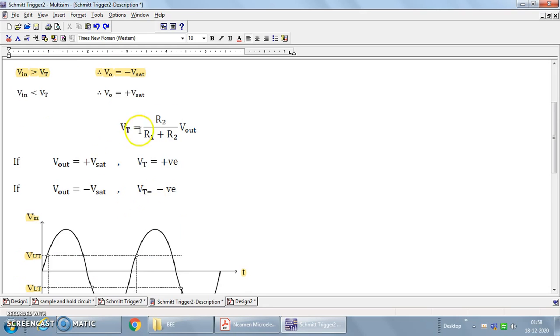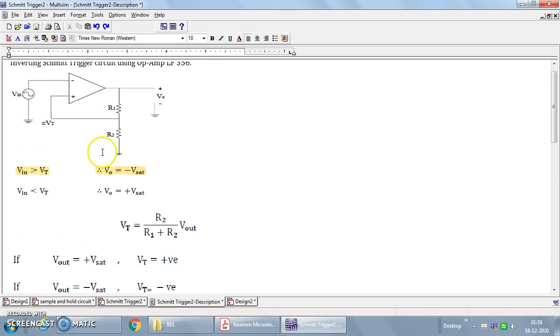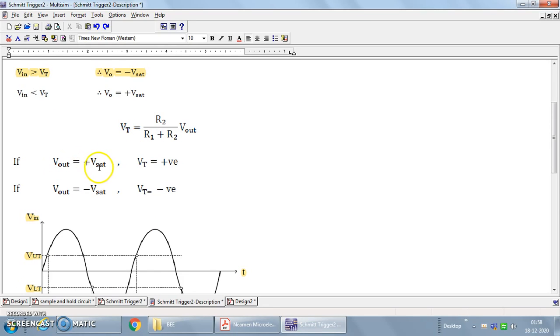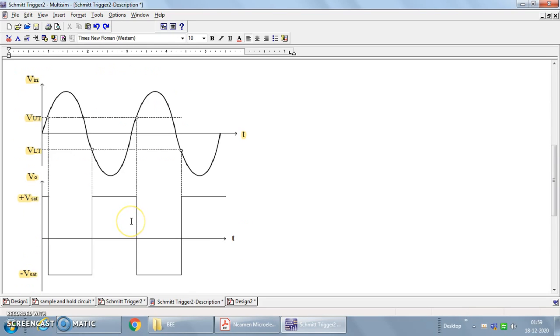the plus Vsat value. The threshold voltage is decided by the ratio of R2 over R1 plus R2 with respect to the output voltage. Since the operational amplifier is used in open loop configuration, if there exists a small differential voltage between the two input terminals, then based upon the difference, the output will be set either to plus Vsat or minus Vsat. So when the threshold voltage is positive, output is set to plus Vsat. If the threshold voltage is negative, output is set to minus Vsat.